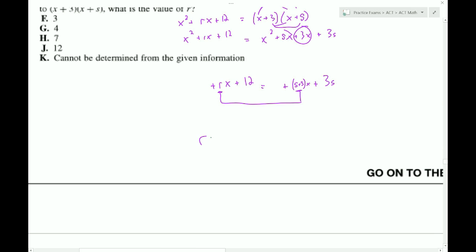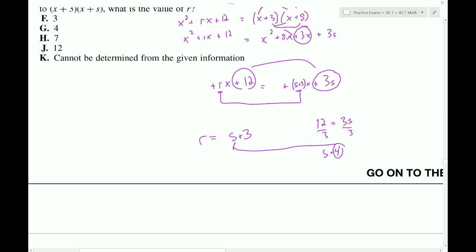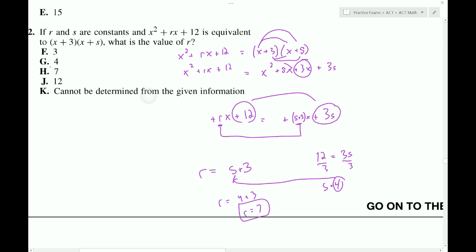So we know that r has to equal s plus 3. And we also know that 12 has to equal 3s, because those are the constant terms. So if I divide by 3 here, I can find s. S would equal 4. Then I could take this 4 and plug it in here to find r. So r would equal 7. Choice H. They're asking for r, right?